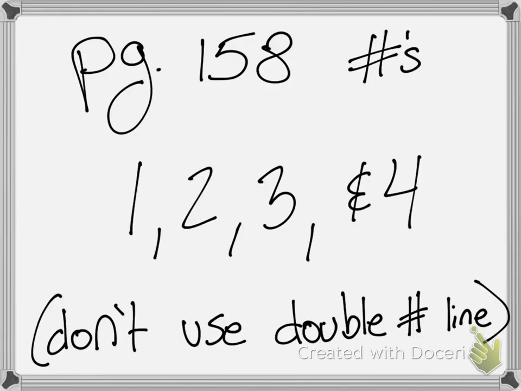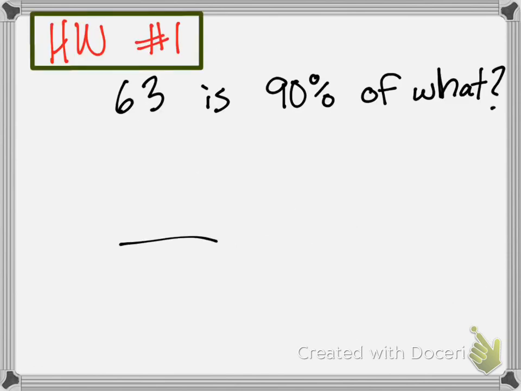Go to page 158. It's guided practice. Do numbers 1, 2, 3, and 4. But ignore the double number line. I think that it makes it more confusing.